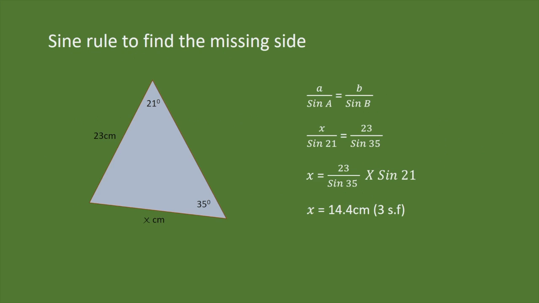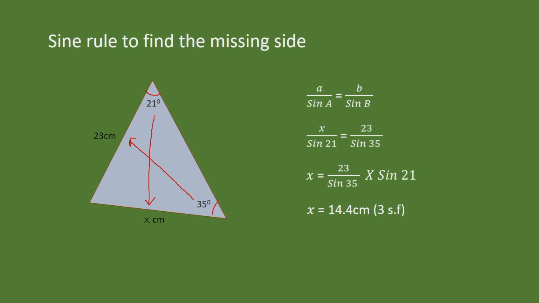Okay, let us see how to find a missing side using the sine rule. Looking at this triangle here, you will see that we have two angles, which are 21 degrees and 35 degrees, and we have the side opposite the 35 degrees as 23 centimeters and the side opposite the 21 degrees as x centimeters. Step 1, let us label the triangle. First the angles, sorry.